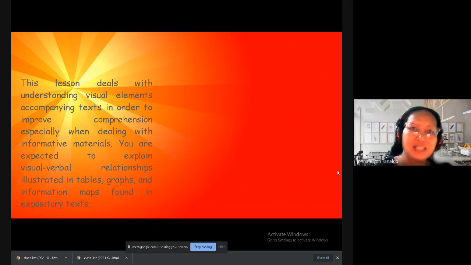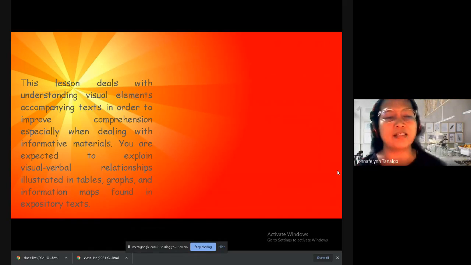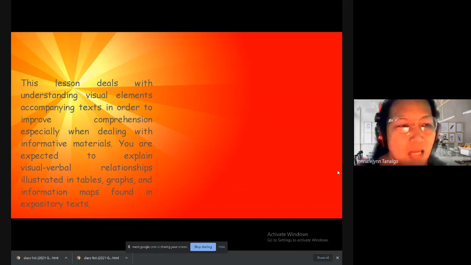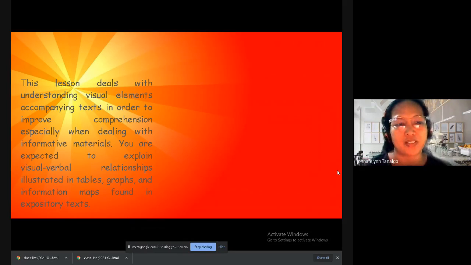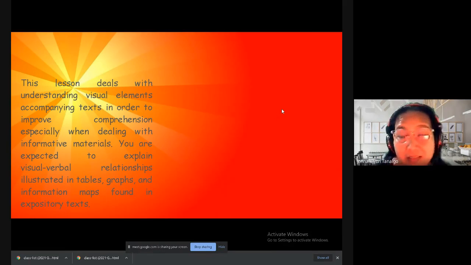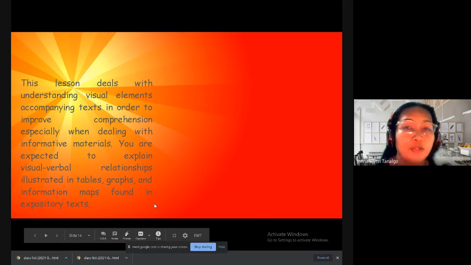So this lesson deals with understanding the visual elements accompanying text in order to improve our comprehension, especially when dealing with informative materials. You are expected to explain visual verbal relationships illustrated in tables, graphs, and information maps found in expository text. I think you have answered that already in your quarter two pre-test. You have seen a lot of graphs and tables there.